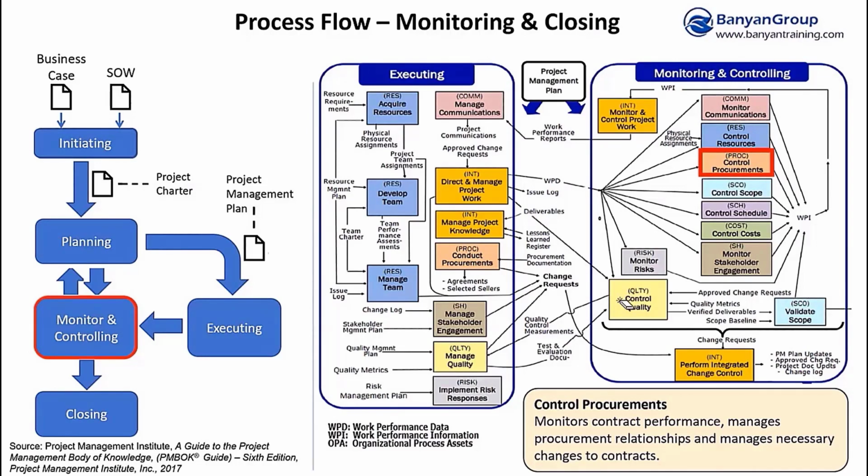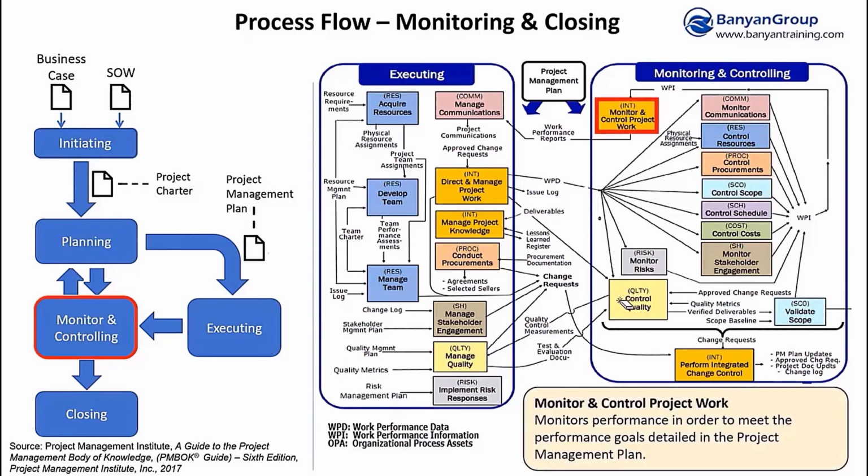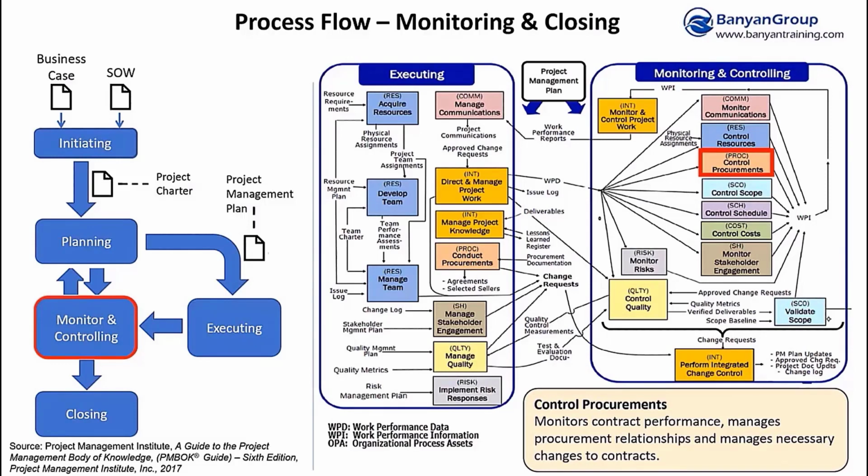And so that's what's happening in that process. We also have monitor and control project work. You'll notice the work performance data is feeding into those monitor control processes from the execution process. That raw data is coming into many of those measurement processes. And you notice on the other side, the output of those measurement processes is what we call work performance information.